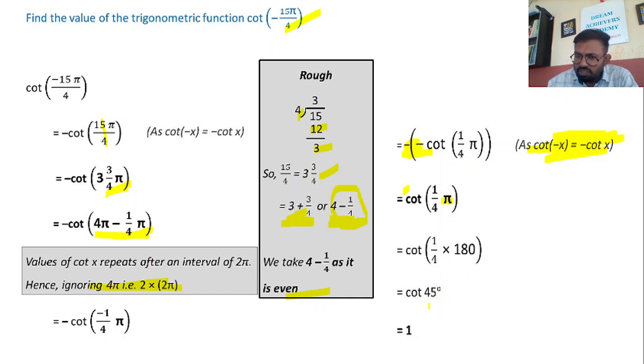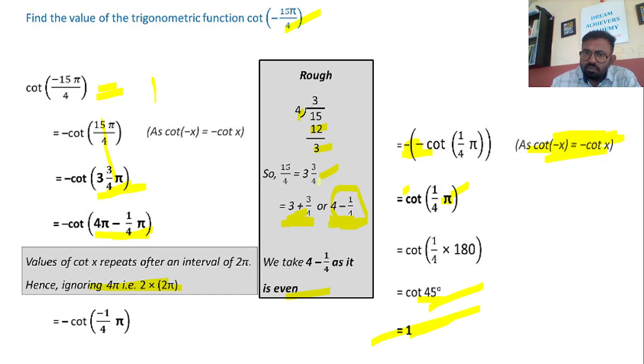Cot pi by 4 means 45 degrees, because pi is multiplied by 180 over 4, which is nothing but 45 degrees. So cot 45 degrees is what? 1. Cot 45 and tan 45, both values are 1. So the complete value of cot of minus 15 pi by 4 is equal to 1. Solve in the same way.